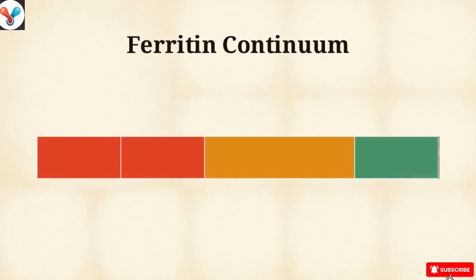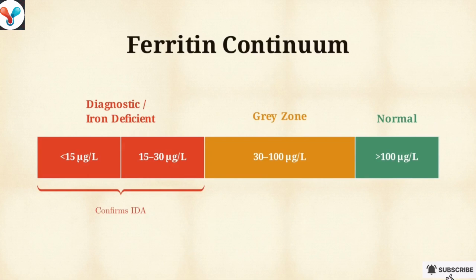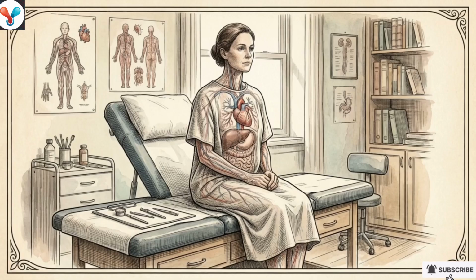This spectrum illustrates the ferritin continuum. For absolute iron deficiency anemia, the threshold is specific. A level between 15 and 30 micrograms per liter confirms the diagnosis. This lower limit is highly specific for identifying true iron depletion in healthy outpatients.